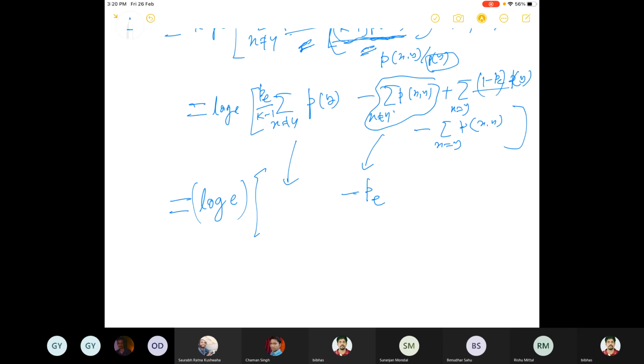And here this guy will be 1 minus P_e. This is for all xy with x equal to y. So this will then be minus (1 minus P_e). So this is done. Now what will this term be? 1 minus P_e, what will this term be? Any idea?